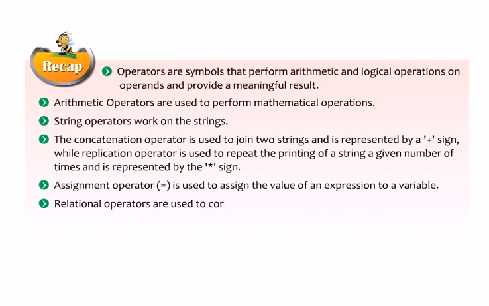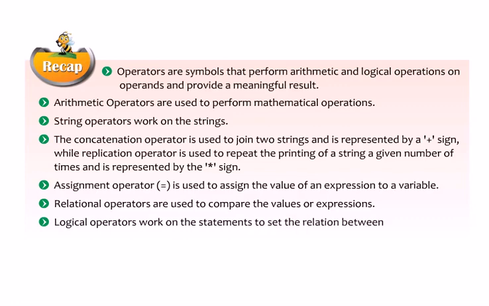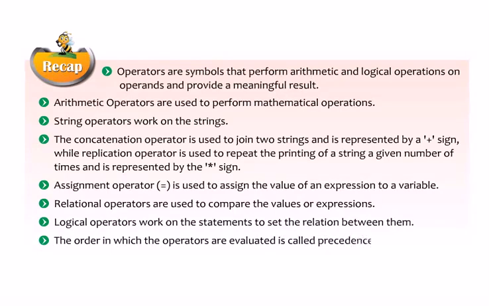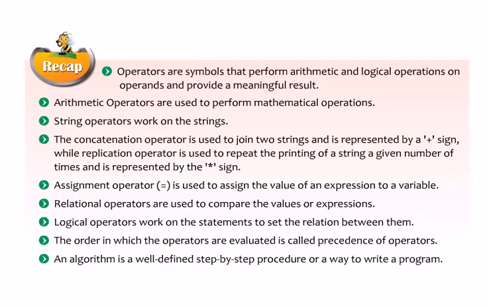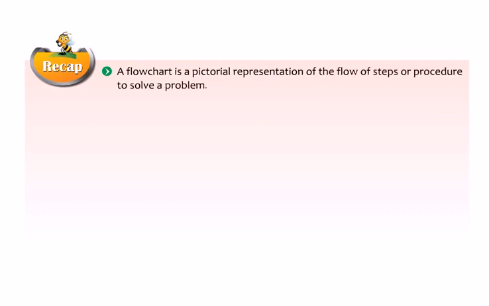Relational operators are used to compare the values or expressions. Logical operators work on the statements to set the relation between them. The order in which the operators are evaluated is called the precedence of operators. An algorithm is a well-defined step-by-step procedure or a way to write a program. A flowchart is a pictorial representation of the flow of steps and procedure to solve a problem.